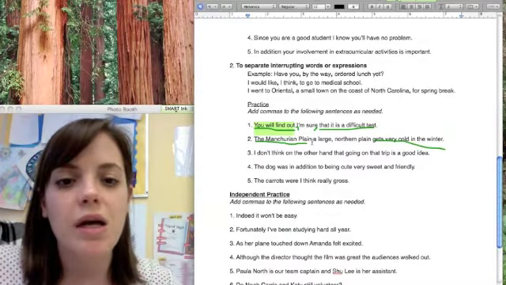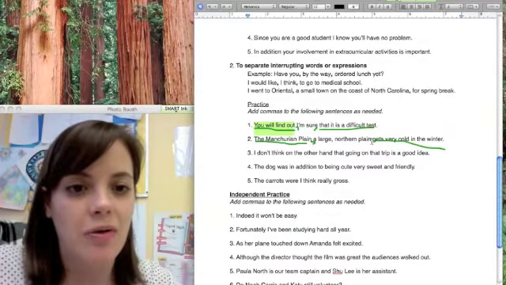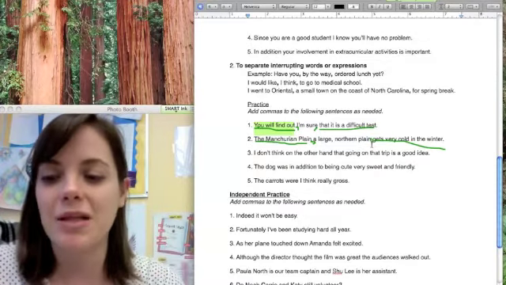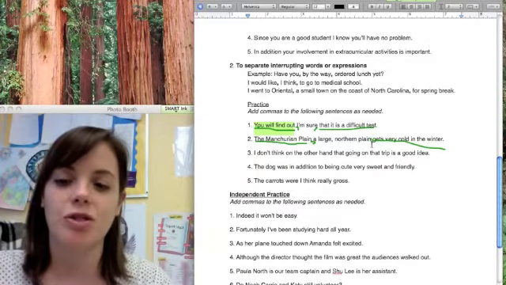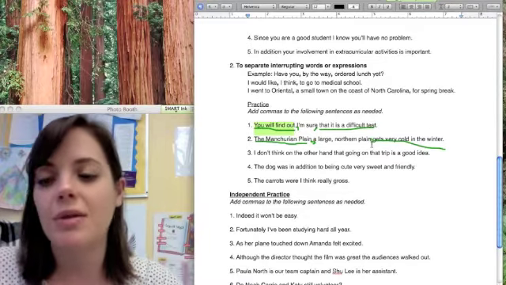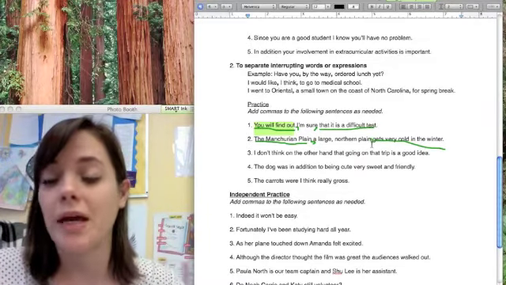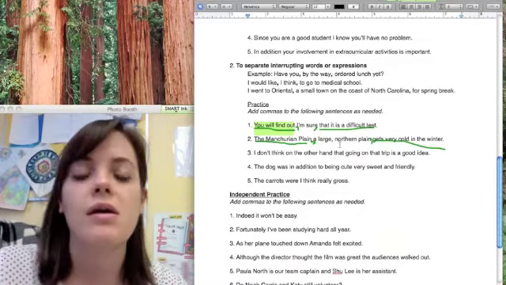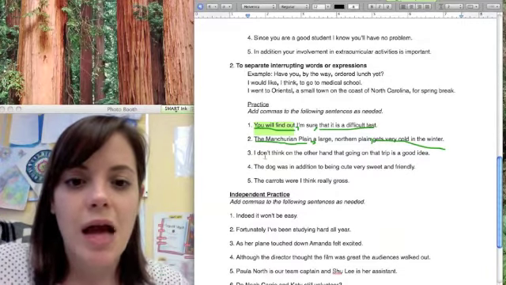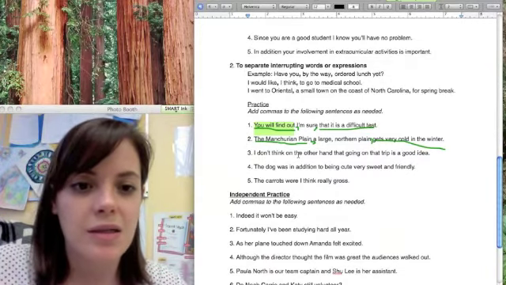So "a large northern plain" is my interruption here. This is where they interrupted themselves to give you more information about the Manchurian plain. So they interrupted the sentence to tell you it's a large northern plain, so you had more details. Okay, so one more together. Number 3, I don't think, on the other hand, that going on the trip is a good idea.